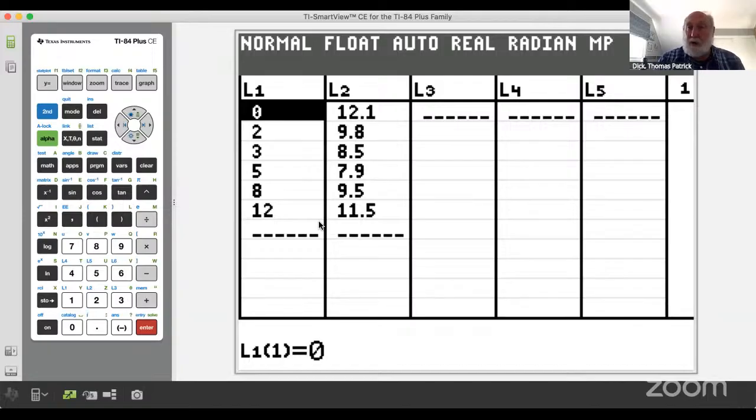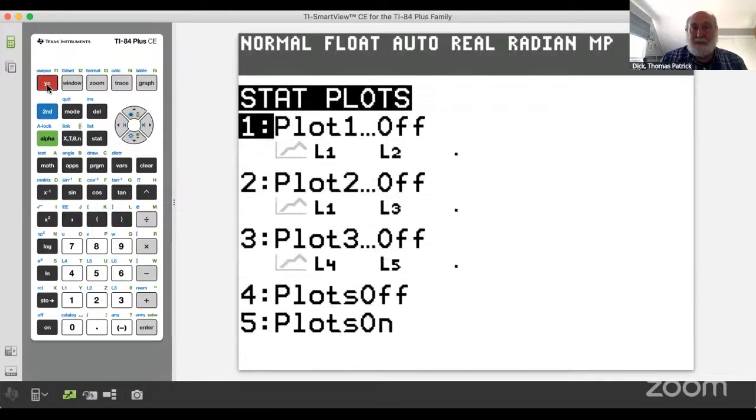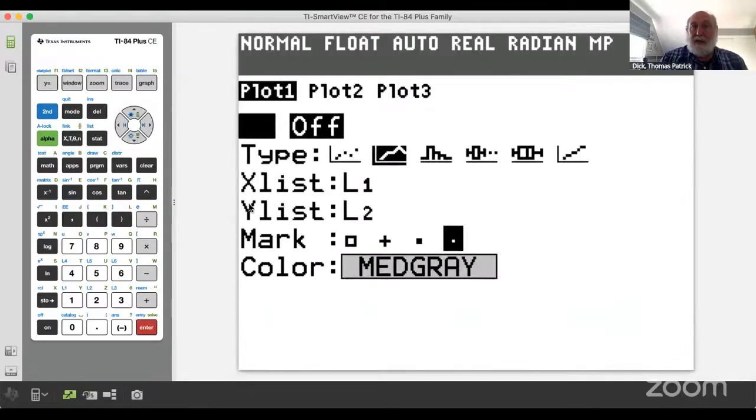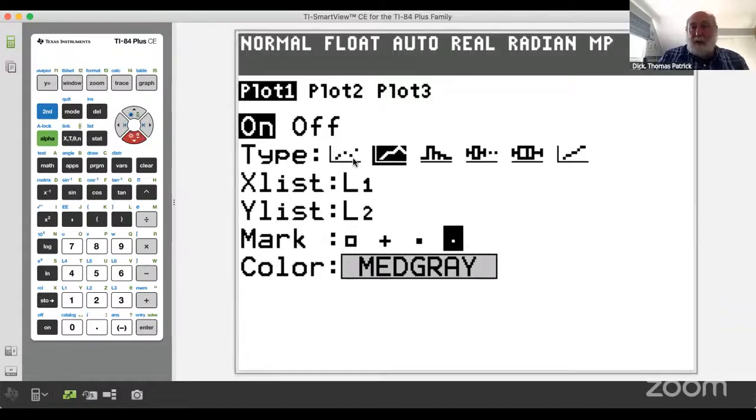And we're going to want to do a scatter plot like Steve did. So let's see how we would do that on the 84. I'm going to go to second shift of the Y equals, where it says stat plot. I see plot number 1. Let's go ahead and use that. Let me enter there. Let's just set it up. Okay, so we're going to turn it on. And the plot type that we want to use is a scatter plot, so that would be this first one here.